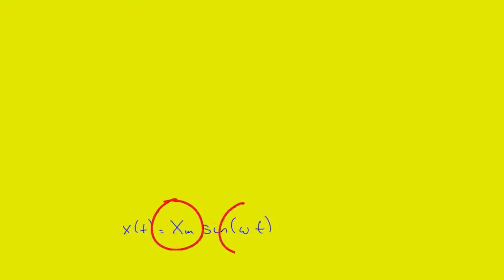Before proceeding to analyze circuits driven by sine waves, we'd first like to define the various terms within the sine function. Plotted here we have a sine function where our variable x of t can be expressed as x sub m sine omega t. T is our time variable, and we have two constants, x sub m and omega.